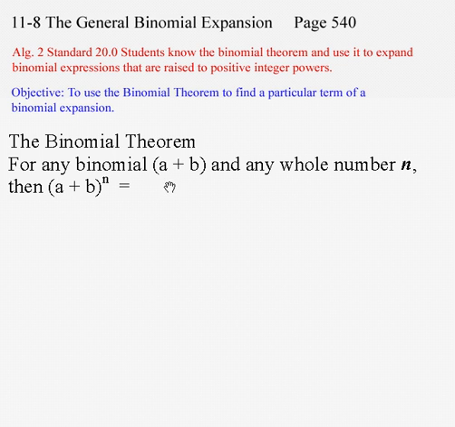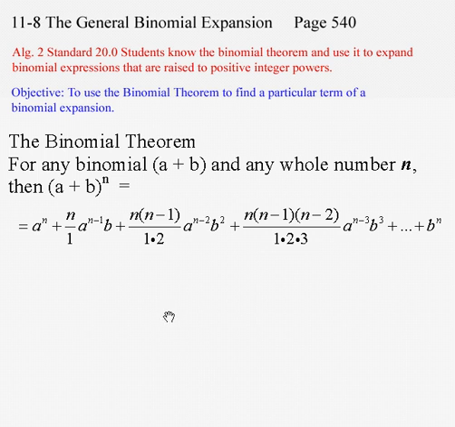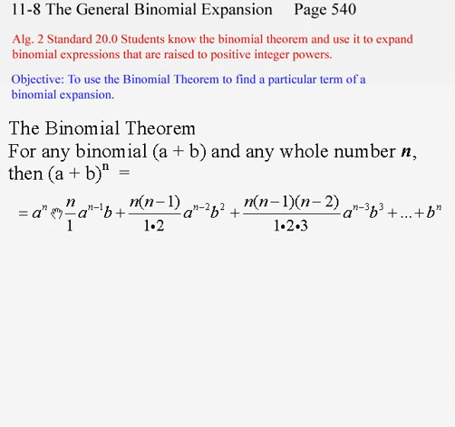So this says any binomial a plus b and any whole number n, a plus b to the n power is the same as a to the n plus n choose 1, or n over 1, times a to the n minus 1 power times b, plus n times n minus 1 over 1 times 2 times a to the n minus 2 power times b squared, plus n times n minus 1 times n minus 2 over 1 times 2 times 3 times a to the n minus 3 power times b cubed, plus etc. all the way out to b to the n.